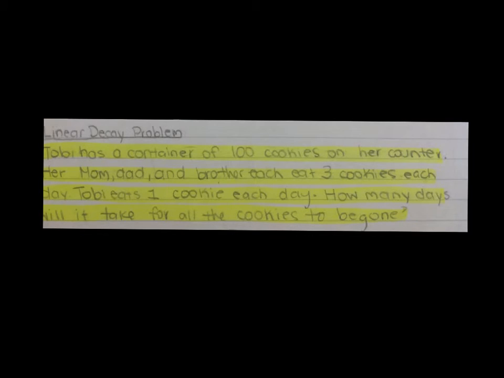For the linear decay problem, we have Toby, and she has a jar of 100 cookies on her counter. And her mom, dad, and brother all eat 3 cookies each day, and then Toby eats 1 each day. So how many days would it take for all the cookies to be gone?